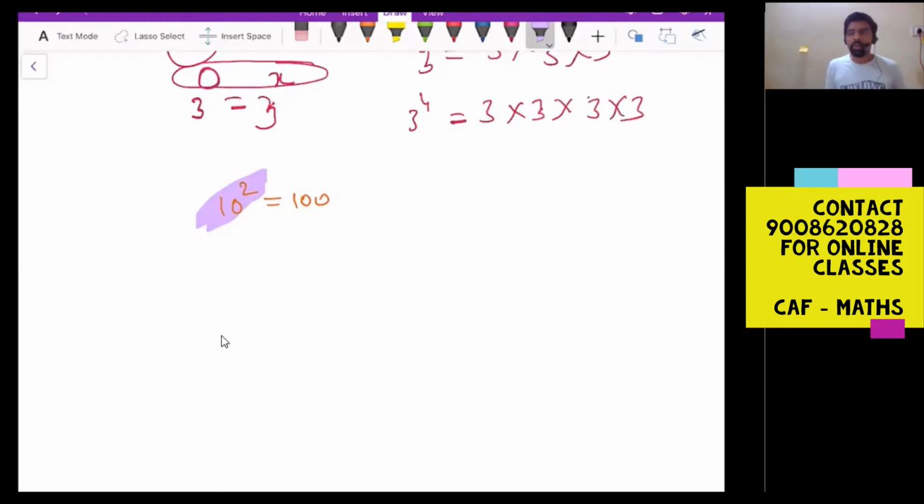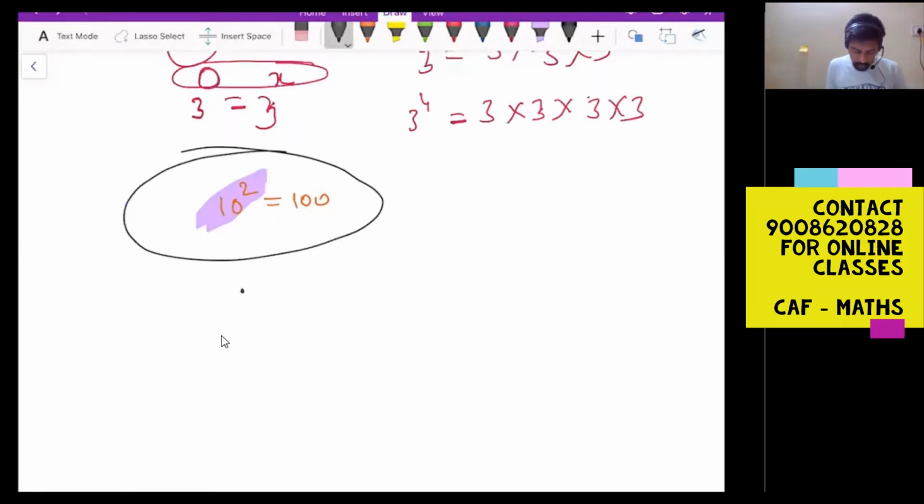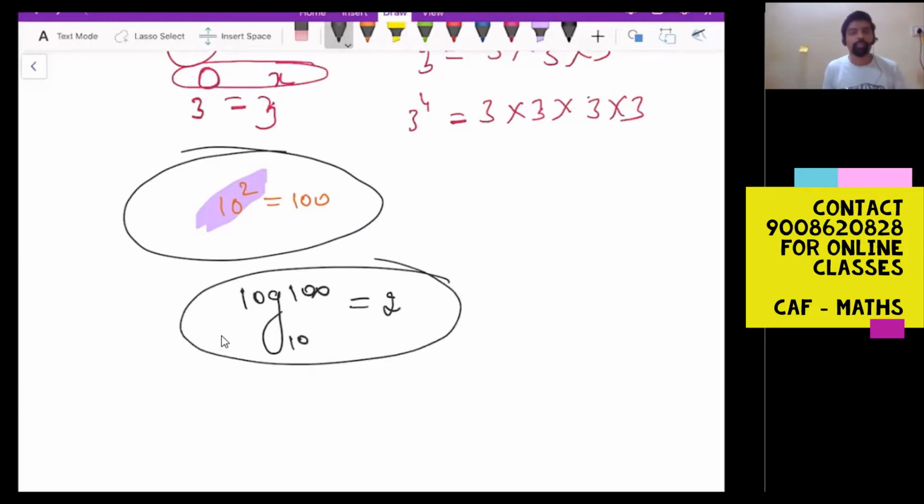Yeah. So we have studied indices, right? In the previous chapter. So in 10 power 2, yes, 10 is the base and 2 is the exponent. Correct? So now, if you want to express this in logarithmic form, it will be log of 100 to the base 10 is equal to 2. So this is in logarithmic form.